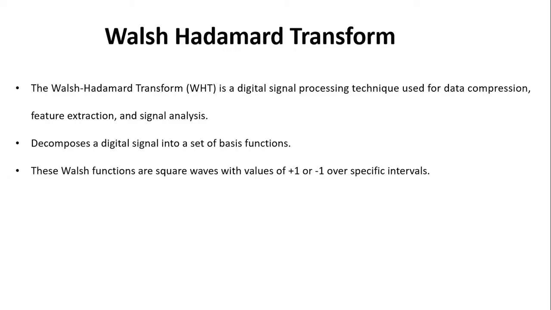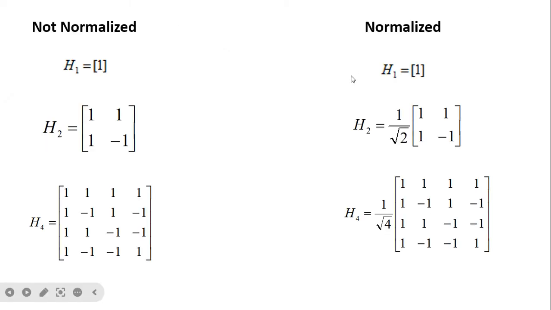Topic of this video is image transform. This is the second video on this topic, and in this video I am going to discuss Walsh Hadamard transform. Now let us start. The Walsh Hadamard transform is a digital signal processing technique used for data compression, feature extraction and signal analysis. It decomposes a digital signal into a set of basis functions. These Walsh functions are square waves with values of +1 or -1 over a specific interval.